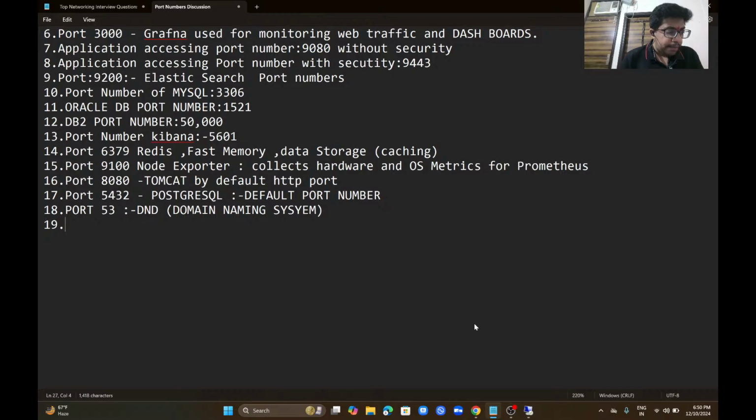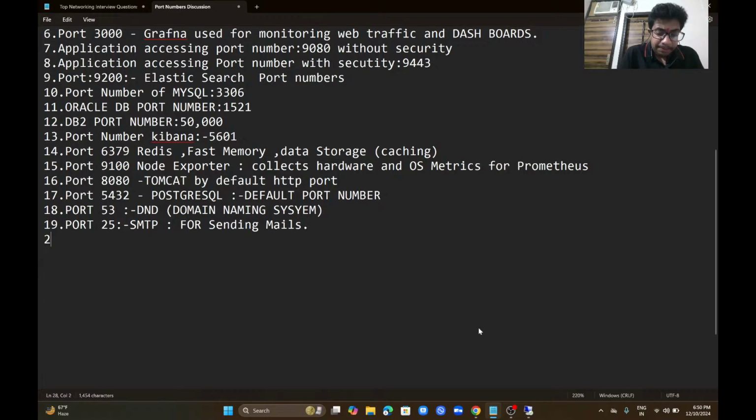25, SMTP port number 25. This is the SMTP protocol for sending mails.